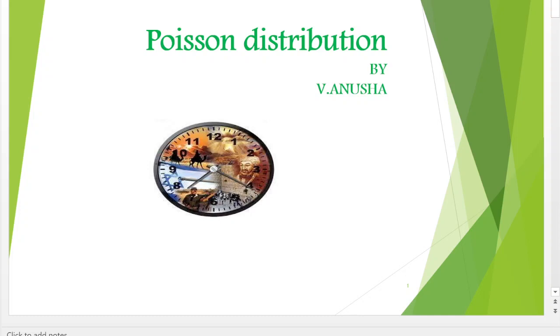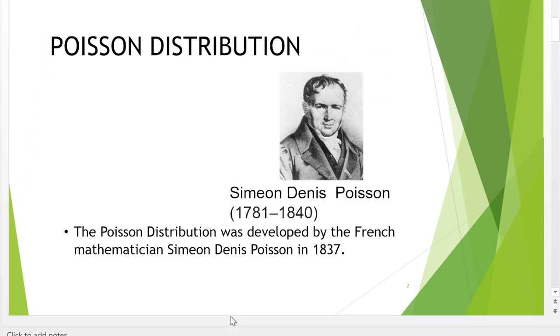Poisson distribution. Poisson distribution was developed by the French mathematician Simeon Denis Poisson in 1837.